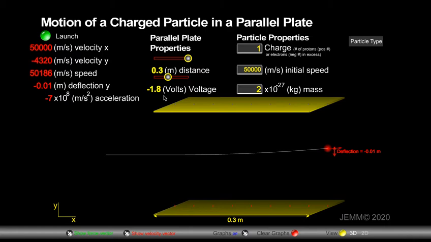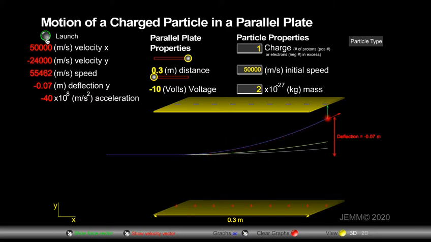Let's increase that voltage. Negative 3.6. Notice we get more deflection. Let's increase it all the way to negative 10. Notice the maximum deflection is when the voltage is greatest.